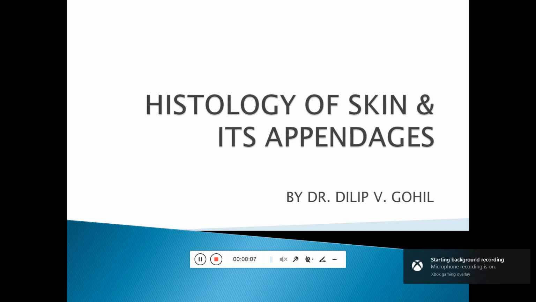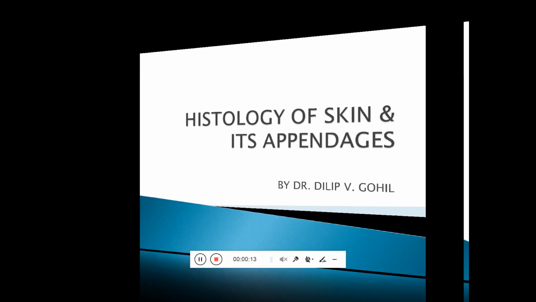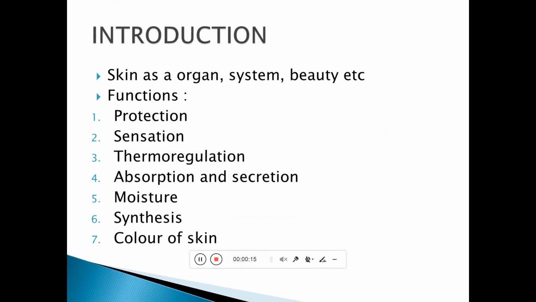Good morning. Today we'll discuss the histology of skin and its appendages. Regarding histology, we have already discussed the basics. There are four tissues which make almost all the organs or systems: epithelial tissue, connective tissue, muscle tissue, and nervous tissue. That means any organ is made of these four basic tissues.